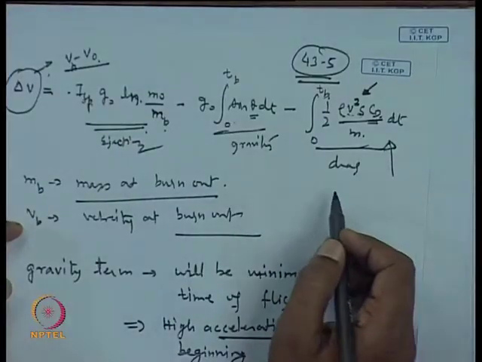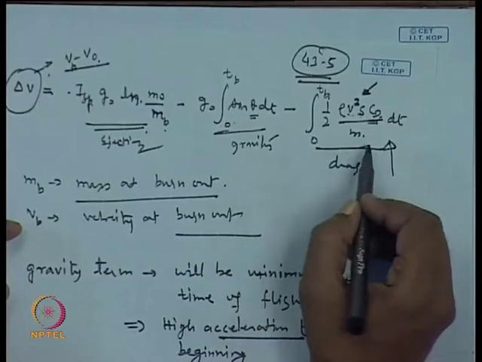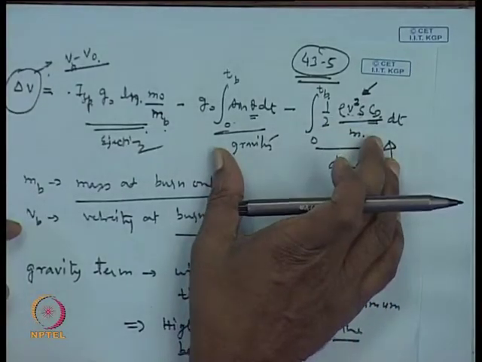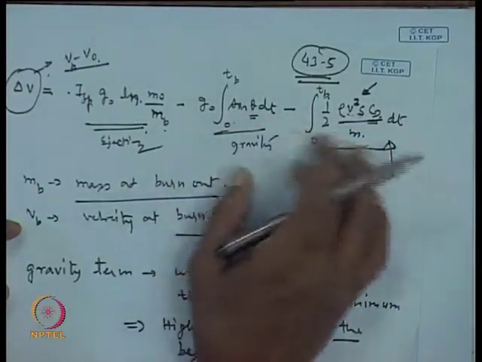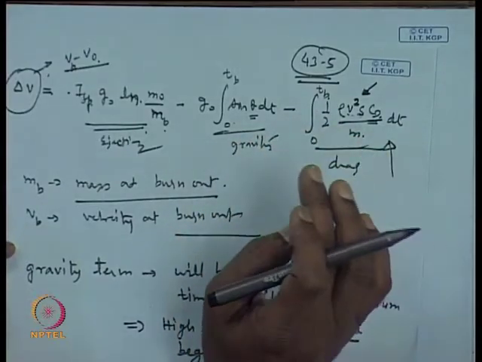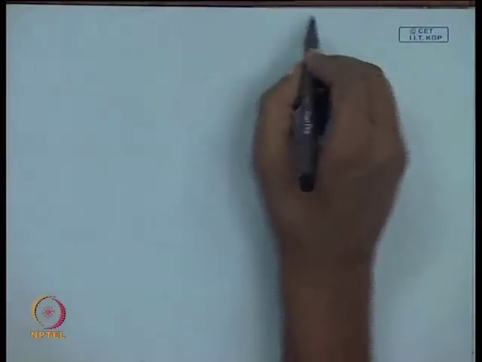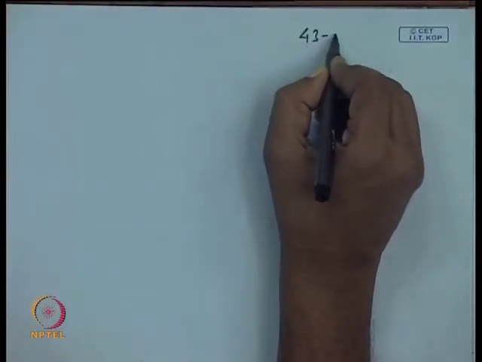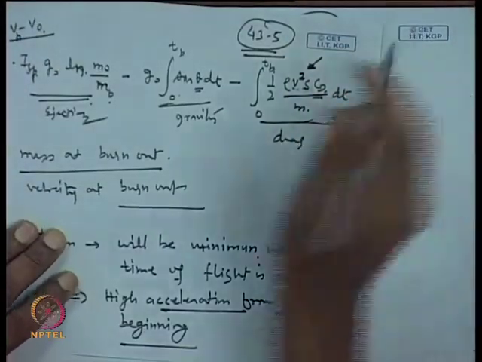So, we are talking about optimizing these terms. They are contradictory to each other and they must be numerically sorted out. We are not going into the numerical sorting of this.